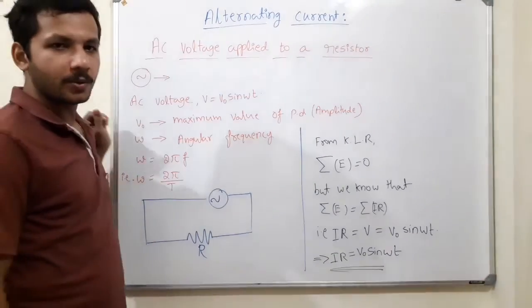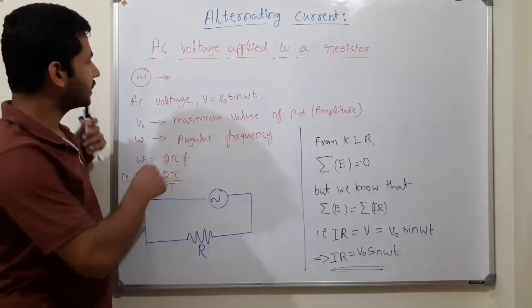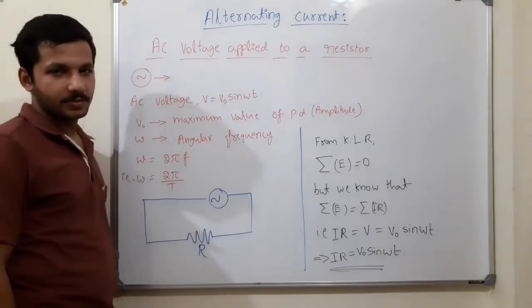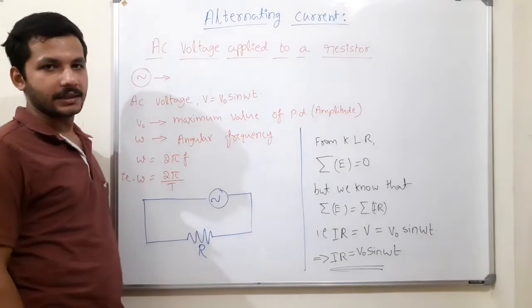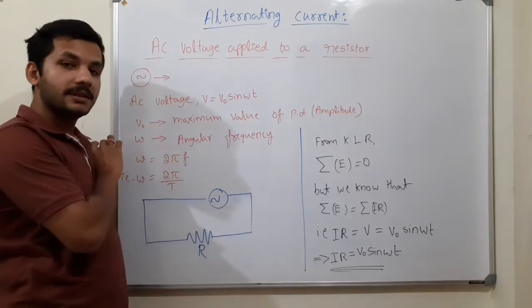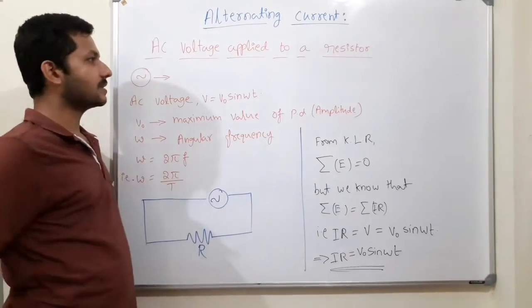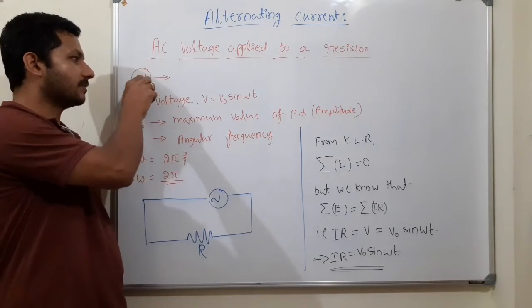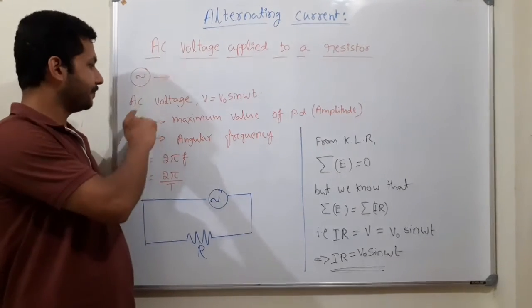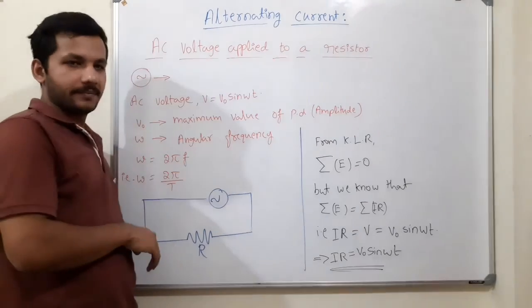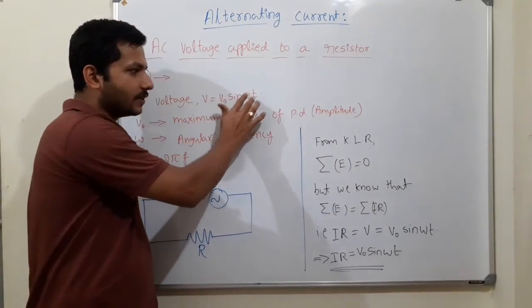And I hope you know that very well. Alternating current or voltage: the potential difference across the terminals of the source, in case of alternating current, is indicated by this wave symbol. And the AC voltage, that is V, is equal to V naught sine omega t.